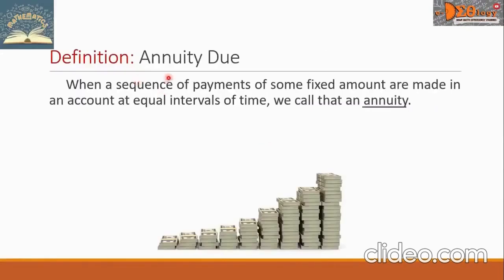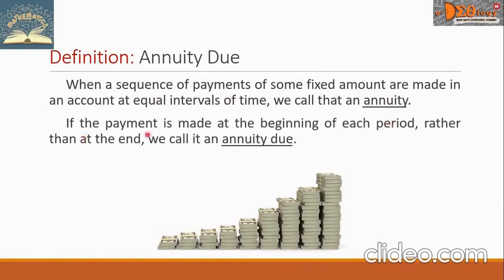Let us define Annuity Due. When a sequence of payments of some fixed amount are made in an account at equal intervals of time, we call that an annuity. If the payment is made at the beginning of each period rather than at the end, we call it an annuity due.